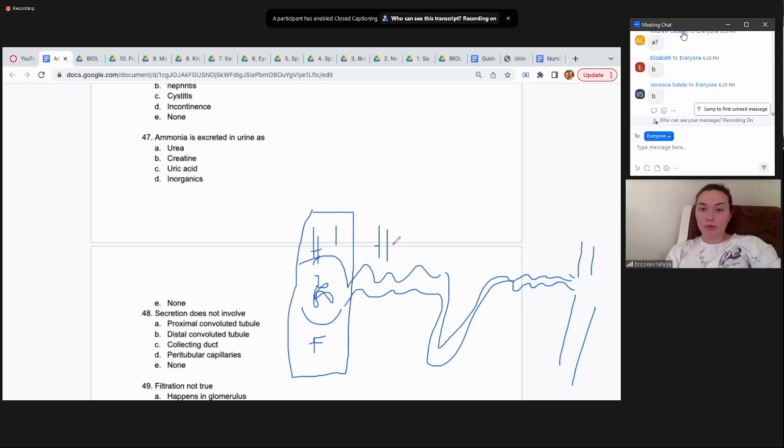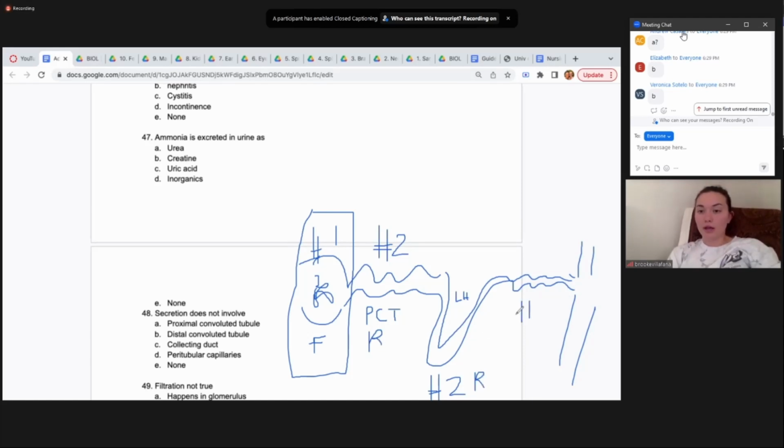Okay, step number 2 takes place in the loop of Henle and in the proximal convoluted tubule. Loop of Henle deals with water, proximal convoluted tubule deals with solutes, PCT, and loop, let's just do LH, are going to do number 2, which is R, reabsorption. Reabsorption. Does that make sense?